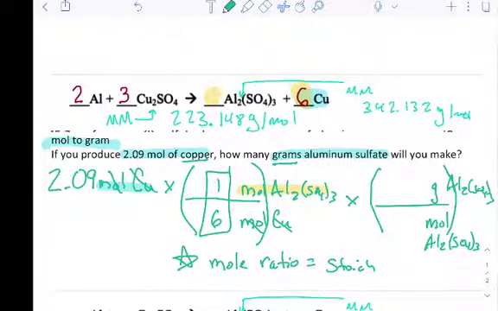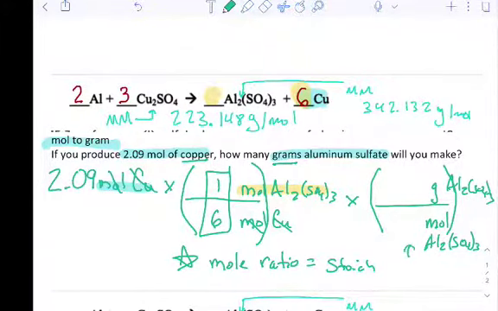And anytime I have a gram to mole relationship, that is what molar mass is defined to be. So molar mass is always how many grams from the periodic table I have for my compound per 1 mole. I've already calculated that for you up top, so 342.132, and that is this problem.